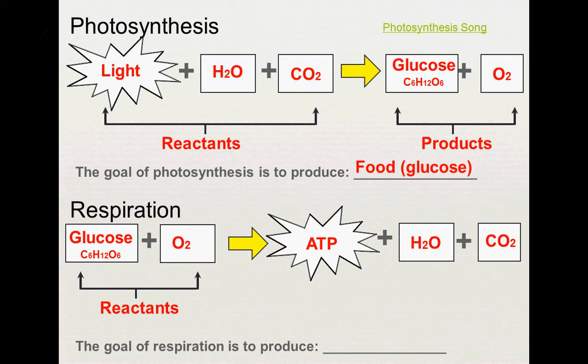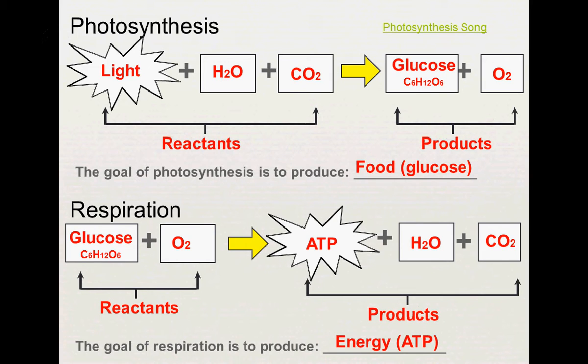Again, we have the reactants on the left and the products on the right. And the goal of respiration is to produce energy, to produce ATP for the cell. In fact, your cells cannot survive without a constant supply of ATP. It's why your cells won't last without oxygen. If you can't breathe, your cells start to die fairly quickly because they cannot go through this process of respiration. They cannot produce ATP. So that's what happens when I go swimming.